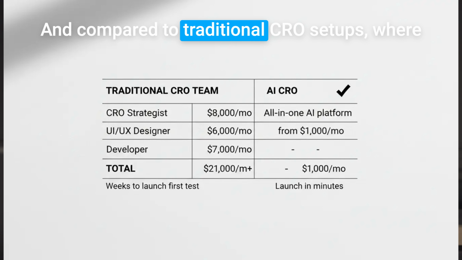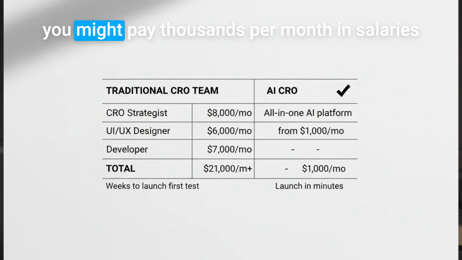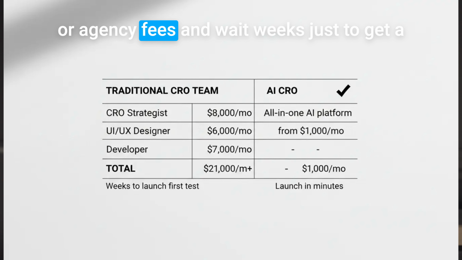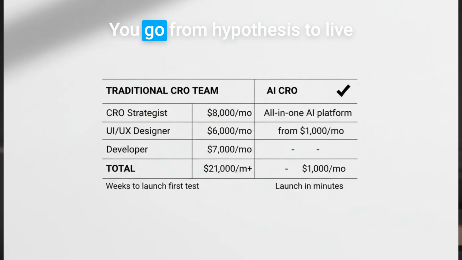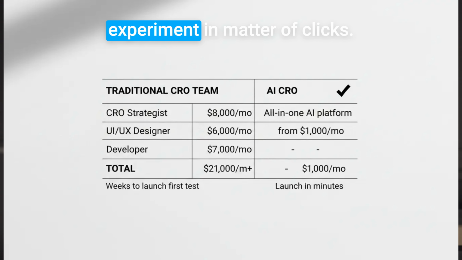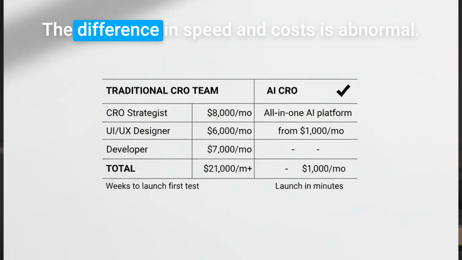And compared to traditional CRO setups where you might pay thousands of dollars per month in salaries or agency fees and wait weeks just to get a single test live, AI CRO changes everything. You go from hypothesis to live experiment in a matter of clicks. The difference in speed and costs is abnormal.